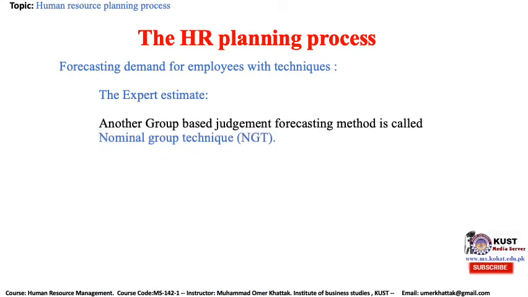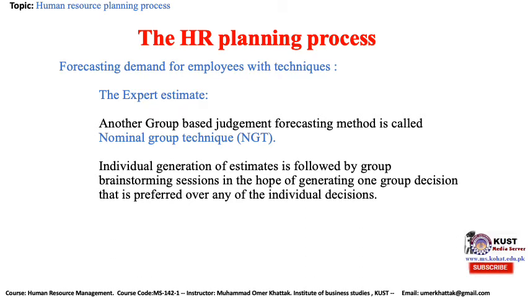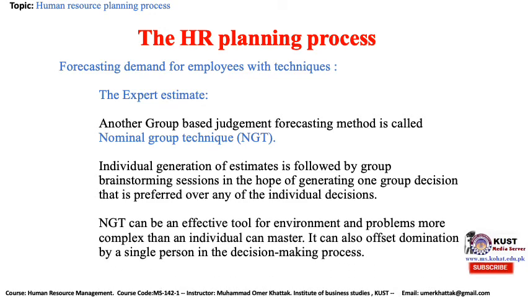Another group-based judgment forecasting method is called Nominal Group Technique, NGT. Individual generation of estimates is followed by group brainstorming sessions in the hope of generating one group decision that is preferred over any of the individual decisions. NGT can be an effective tool for environments and problems more complex than an individual can master. It can also offset domination by a single person in the decision-making process.